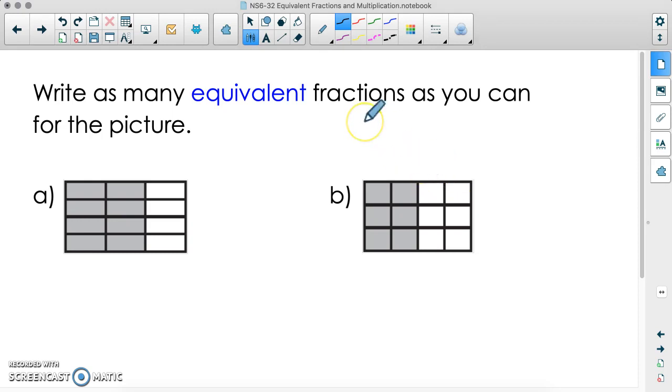Here's a bonus. Let's see how many equivalent fractions we can make for this picture now. So let's start with A. Let's do A together, and then you're going to try B on your own. So we can say that A has 2/3. There's 2 columns shaded, 1 is not. It is the same as saying 4/6.